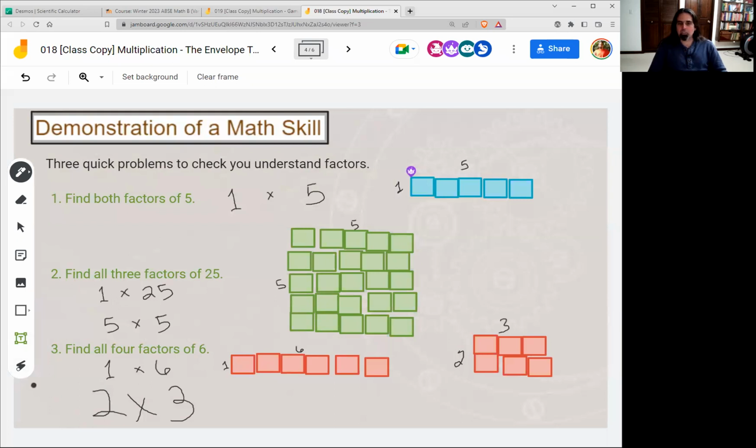Everyone okay with factors then? At least for little numbers. Do bigger numbers always have more factors? No, 25 is much bigger than 6, but 6 has 4 factors and 25 only had 3.